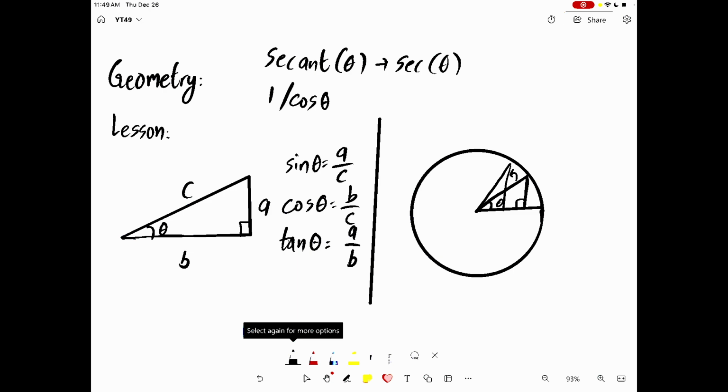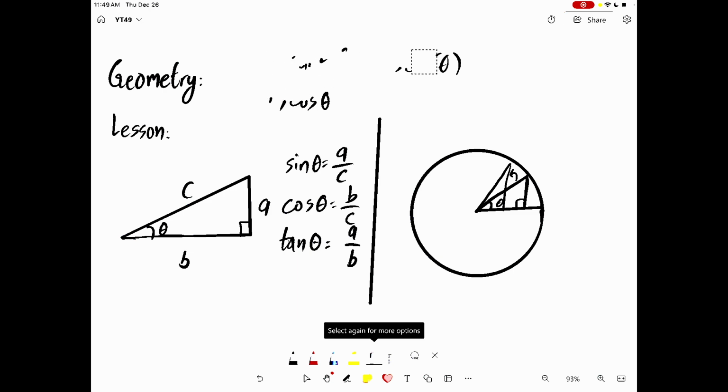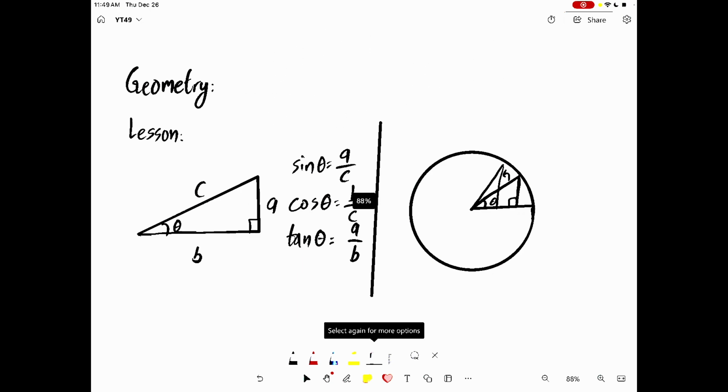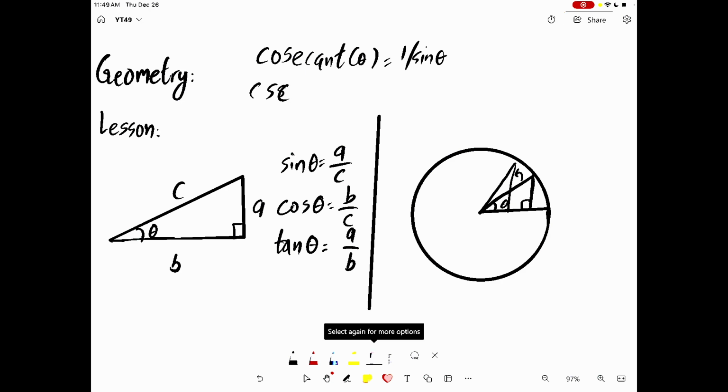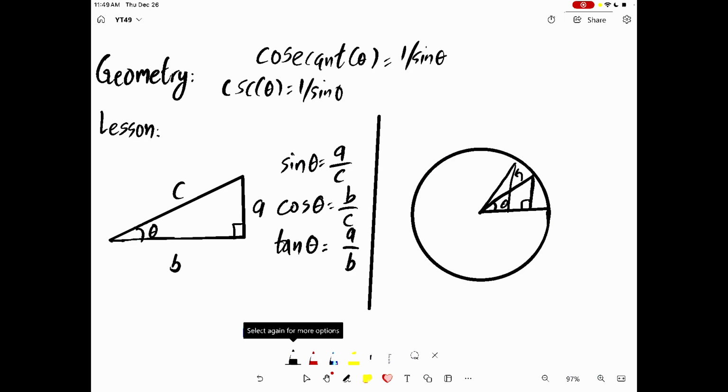And similar to this, the next function that we're going to explore is cosecant theta. So this is pretty obvious spelling. We have co and then secant of theta, which is equal to 1 divided by sine theta. And we abbreviate this as CSC theta. Cosecant of theta is equal to 1 divided by sine of theta.